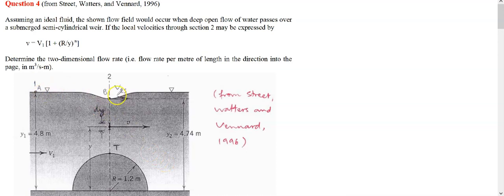Let's say this is A and B, and this is a submerged semi-cylindrical weir. We need to calculate the two-dimensional flow rate per meter of the length in the direction into the base. The distance from here to here is given as 4.8 meter, and from here to here it is 4.74. So this is y1, this is y2.